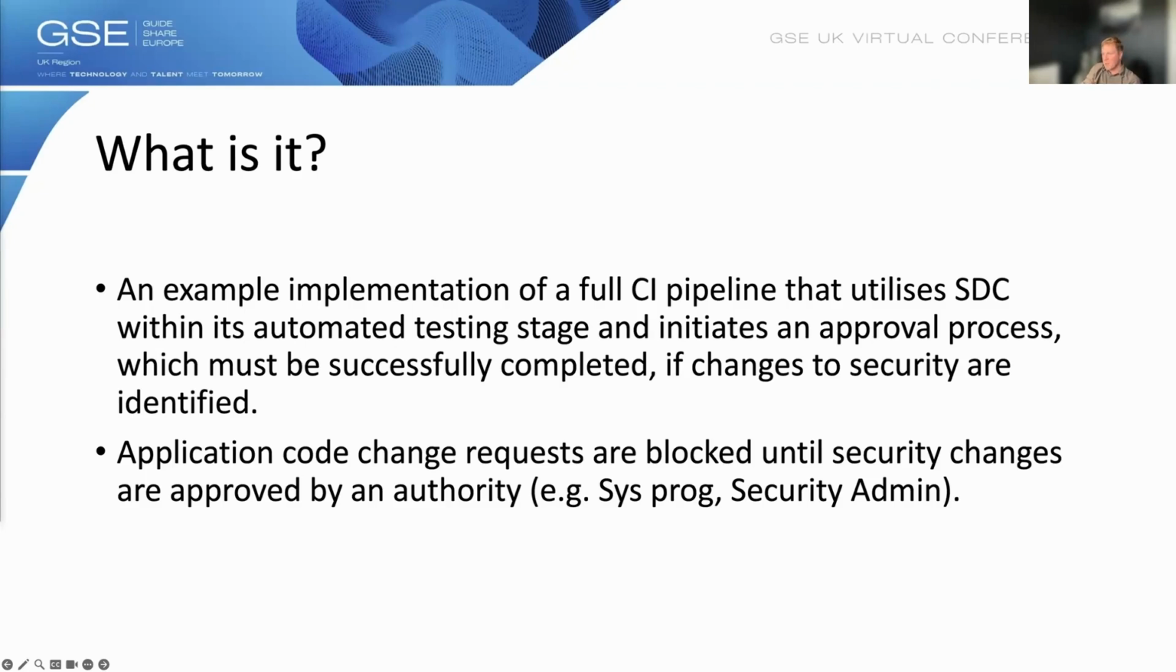So in most SCMs, GitHub's an example, Bitbucket's another one, if you want to make an application code change, you have to open something called a pull request. They might be called other things in other SCMs, but essentially it is a quality gate so that before you deliver code in the SCM, you can do code reviews X, Y, and Z. And what our demonstration will do is block these requests for code changes until any security deltas have been approved by an authority, which would be a system programmer or a security admin.